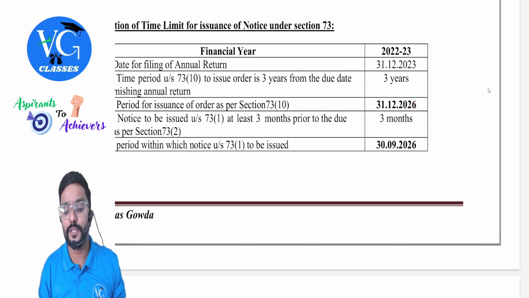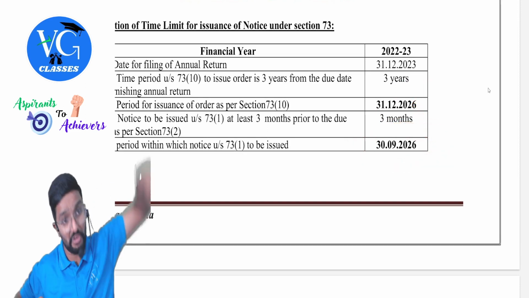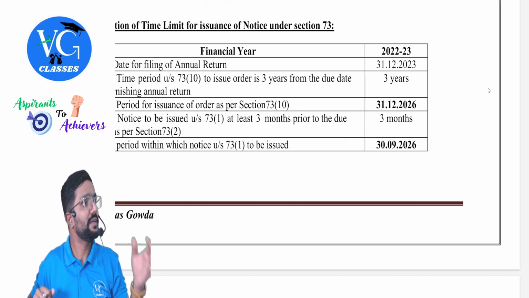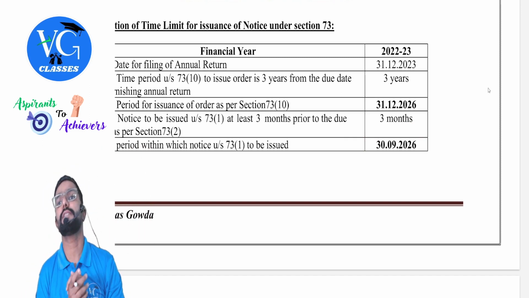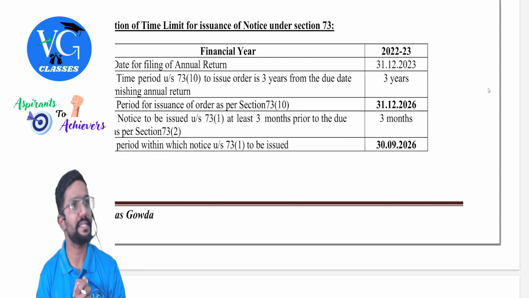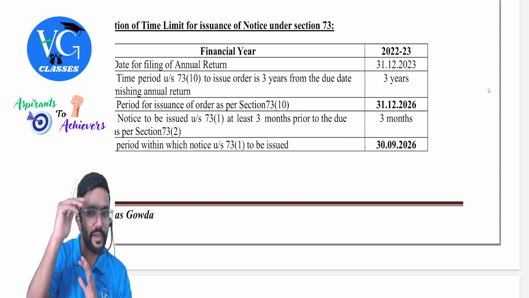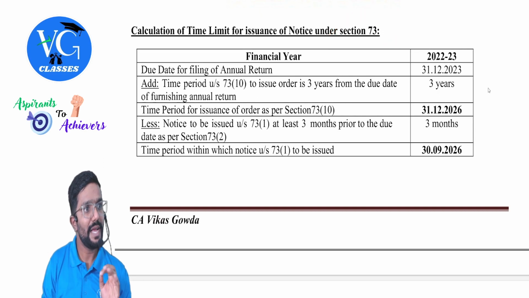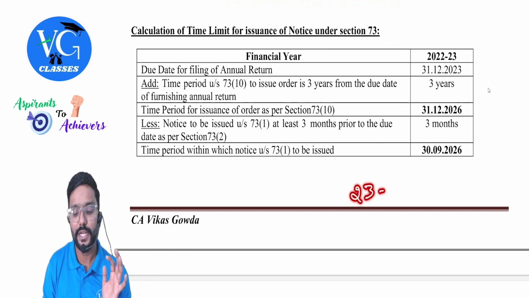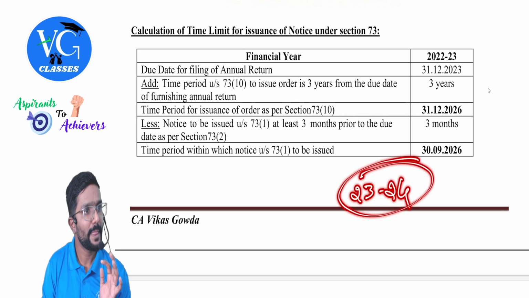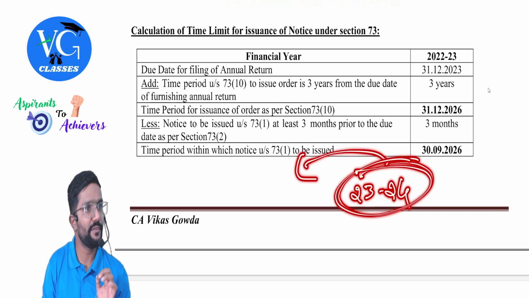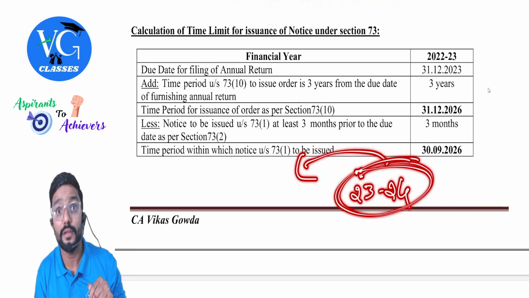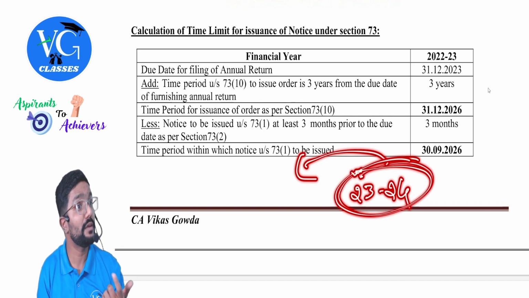At least 3 months before this means, before this also can it be issued, or 30th September only should I go and issue? Any day on or before 30th September 2026. Is that clear? Hope you are understanding why I told 73 is relevant even today. Guys, 73 is having impact only till financial year 23-24. So, for any period before this or even for 23-24, can notice be given even today? Yes. Can order be passed even today? Yes.